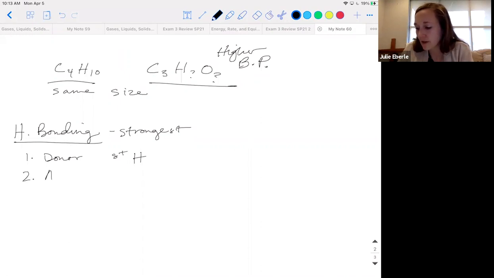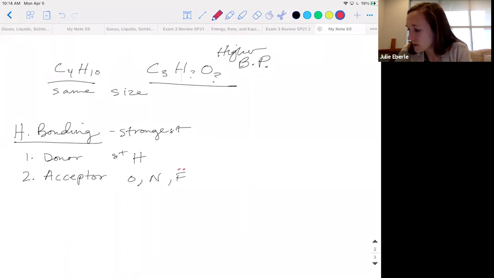All right, and then you also have to have an acceptor. That is a lone pair on any oxygen, nitrogen, or fluorine. The lone pairs there are what we consider to be the acceptor.